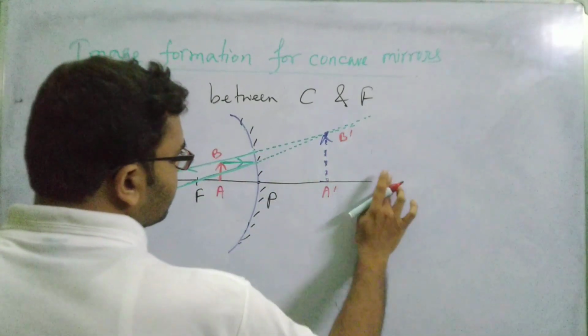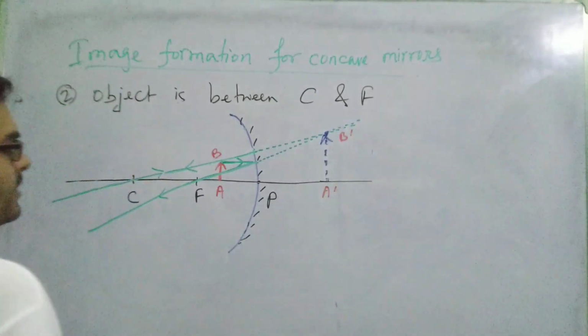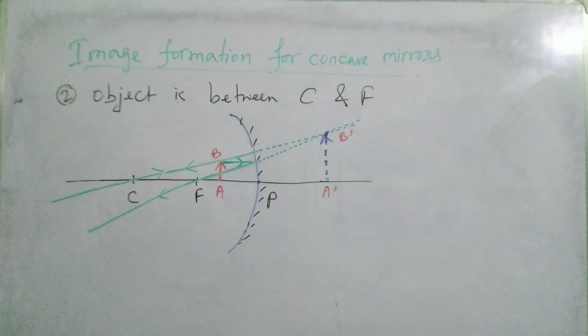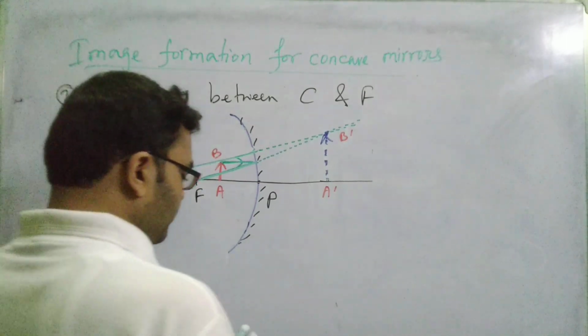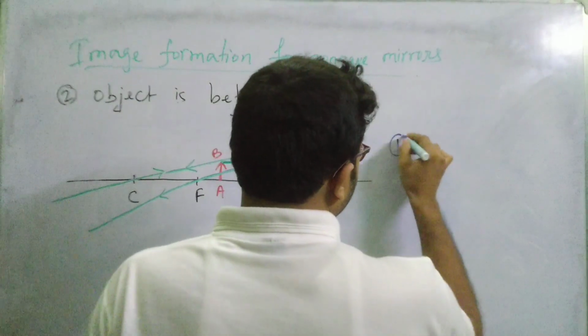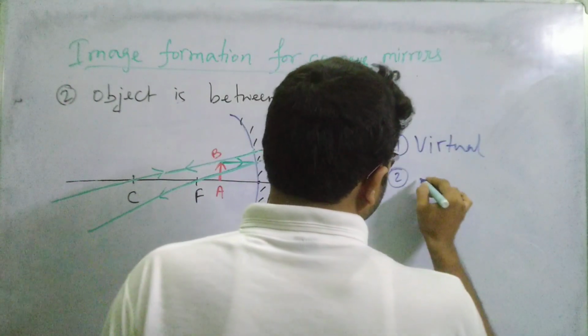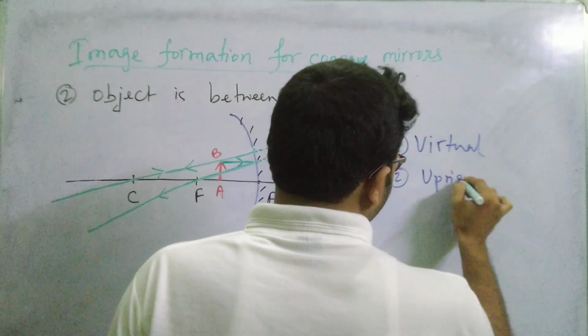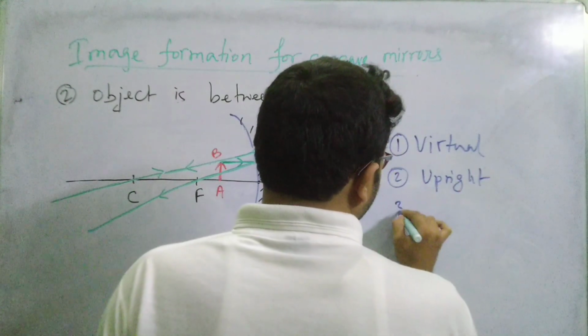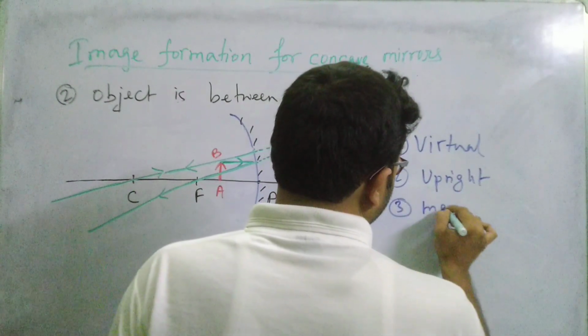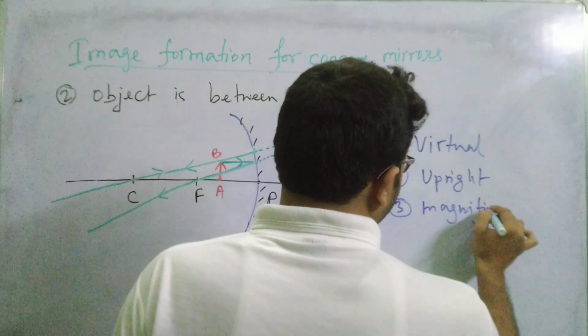Now, if you consider the nature of the image, what is it? The first point is that it is virtual, not real. The second point is that it is upright or erect, and the third point is that it is magnified. So this is the ray diagram.